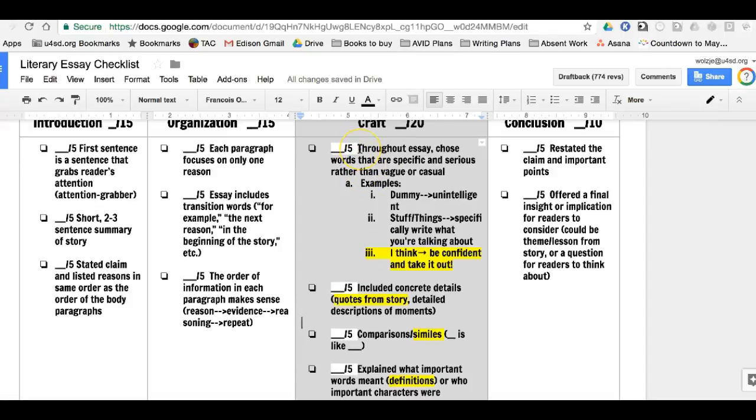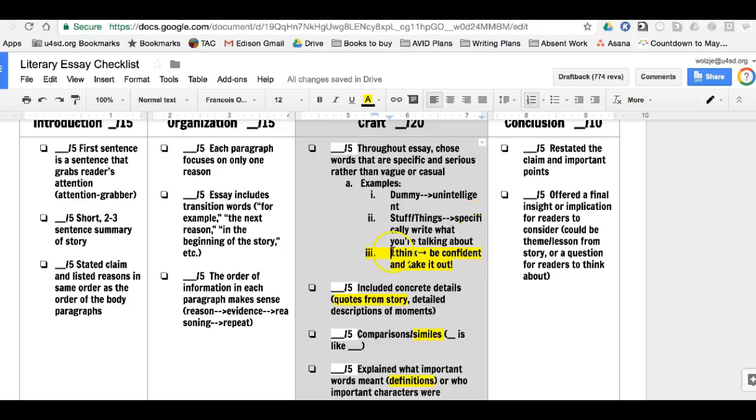Throughout your essay, choose words that are specific and serious rather than vague or casual. The first one we're going to talk about is using language that is formal. So instead of saying something like dummy, well, you might say that in speech. With essays, you're not that informal, so you might use the word unintelligent. Hopefully you're not saying that in your essay, but I use this example because I've seen a lot of people talking about how their characters are dumb. So you can say that, but maybe unintelligent is more formal. Stuff and things is not very specific, so instead you want to specifically write about what you're talking about.